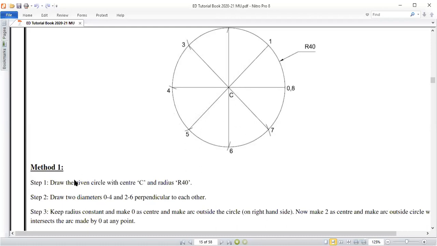Step number 3, keep the radius constant and make 0 as a center. Now this is the center, and radius fixed as, for example, whatever radius you are taking. For example, let us say 0 to C we are taking as the radius, and make an arc outside the circle on the right hand side over here somewhere.